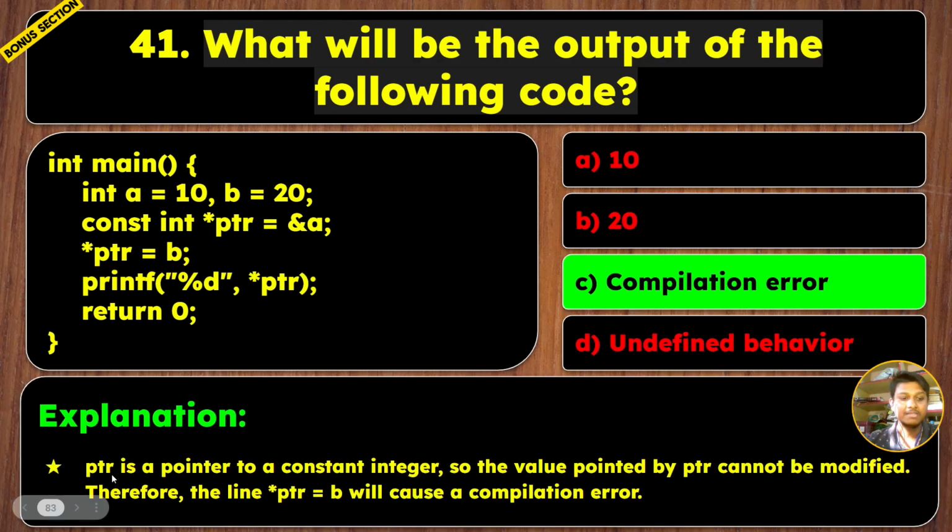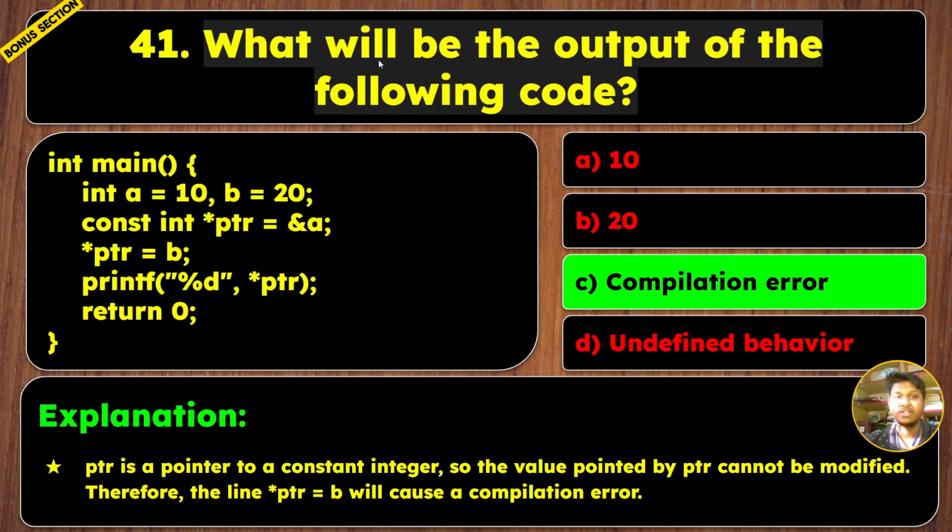As you can see, ptr is a pointer to a constant integer. So the value pointed to by ptr cannot be modified. Therefore, the line *ptr = b will cause a compilation error. So the point to be noted here is whenever you are using a const variable, you cannot change the value of the variable further once it is assigned a particular value.